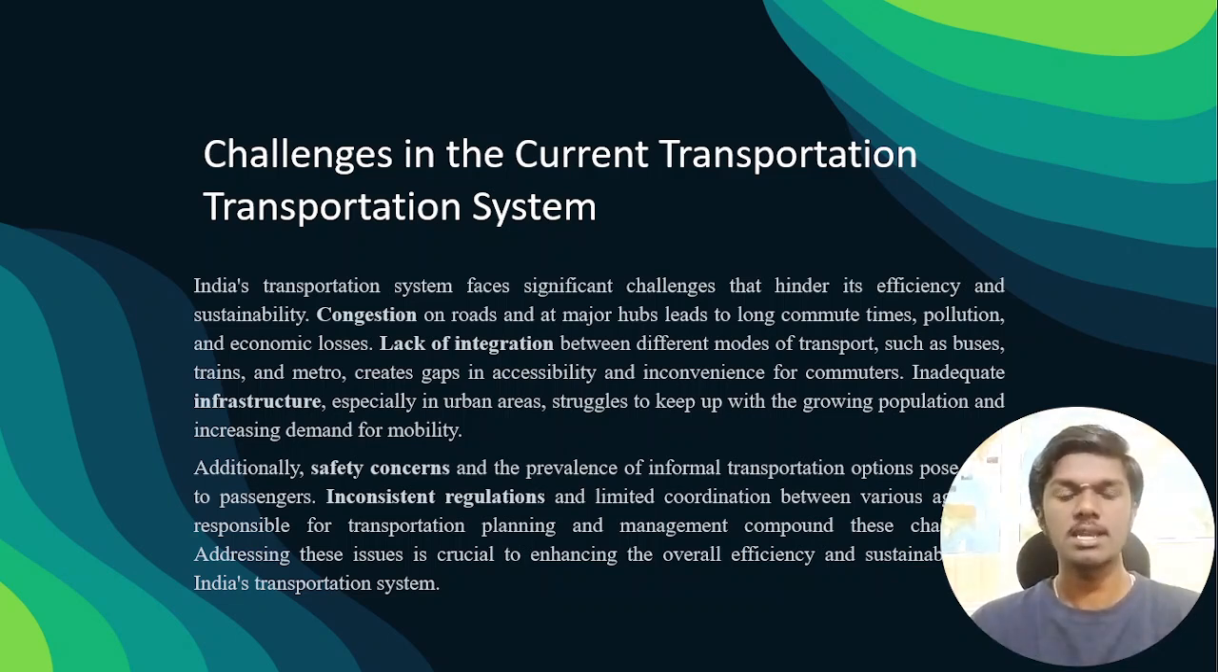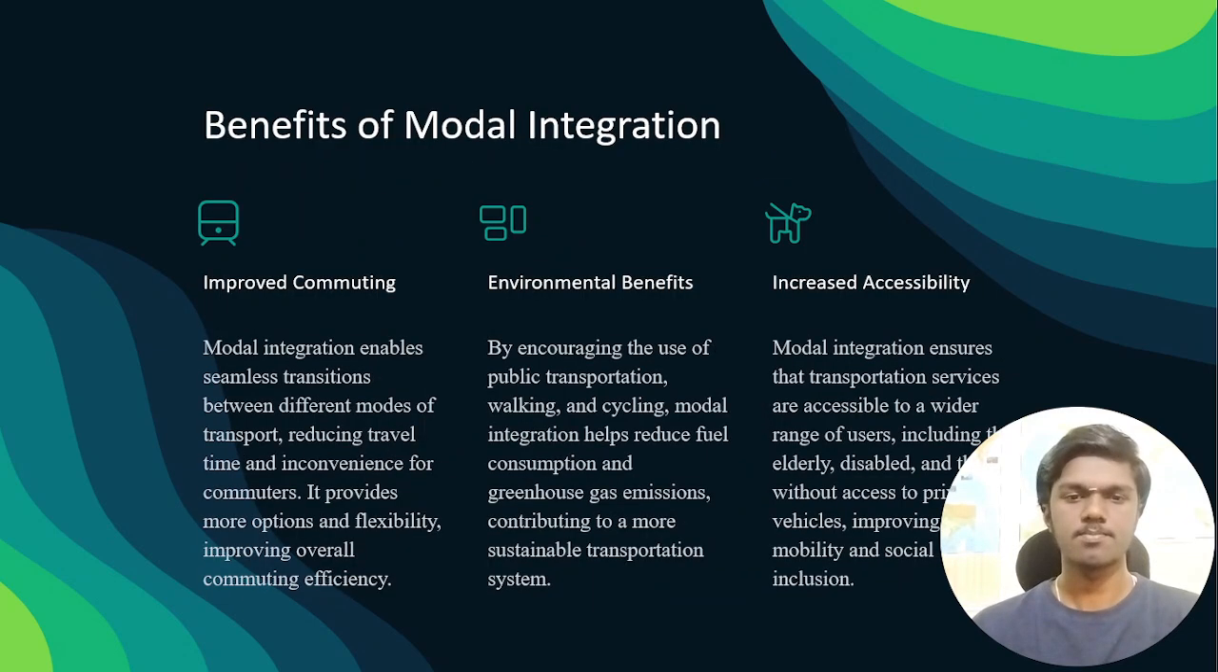for commuters. Inadequate infrastructure, especially in urban areas, struggles to keep up with the growing population and increasing demand for mobility. Additionally, safety concerns and the prevalence of informal transportation options pose risk to passengers. Inconsistent regulations and limited coordination between various agencies responsible for transportation planning and management compound these challenges. Addressing these issues is crucial to enhancing the overall efficiency and sustainability of India's transportation system.